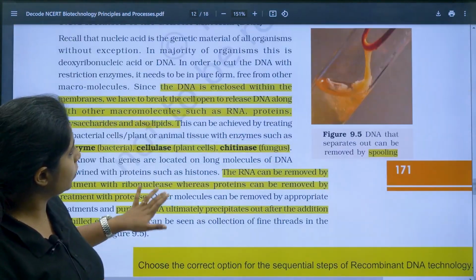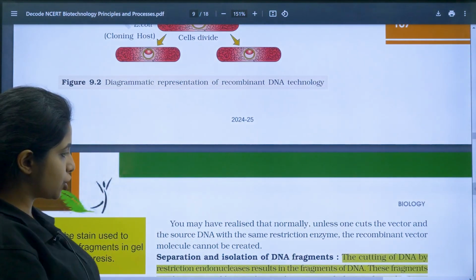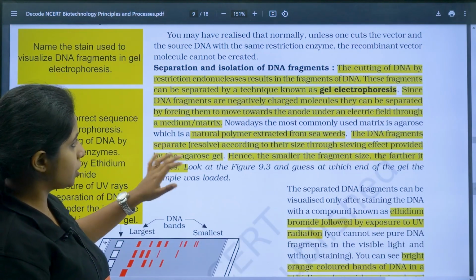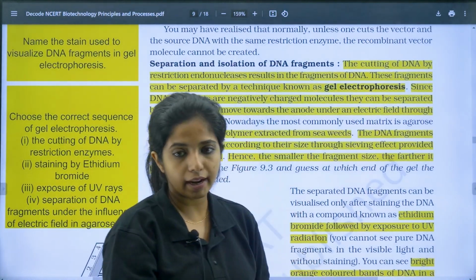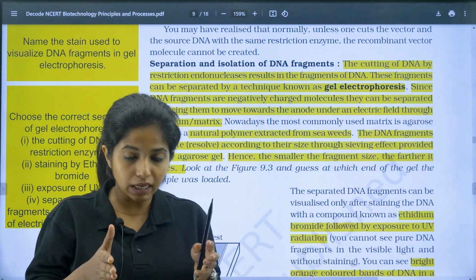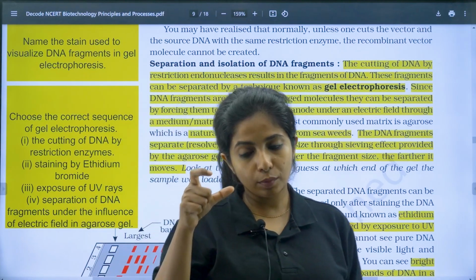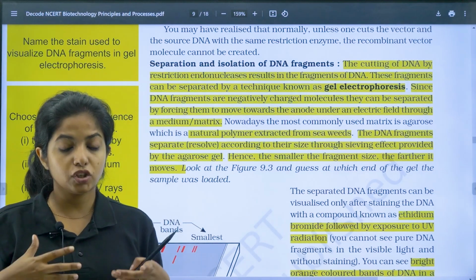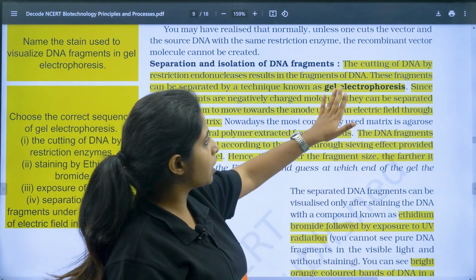Okay, where were we? We were here where we spoke about restriction enzymes, and now it's time for the next thing. Separation and isolation of DNA fragments, my dear children. Once you have cut, there are different fragments of DNA, no? We have to make sure that the smallest fragment, which is our gene of interest, the gene that we are looking for, is taken up. So how do you separate it? With the help of something known as gel electrophoresis.